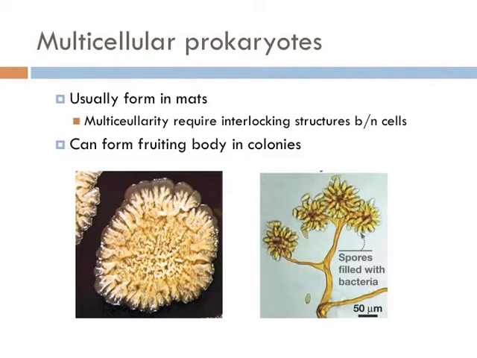However, in a colony, there is no differentiation of cells, in which distinct tissues are produced, which is common in most multicellular eukaryotic organisms. Here we have an example on the right of a multicellular bacteria in which cells are differentiated, and what you see are spores, which are fruiting bodies of the bacteria.